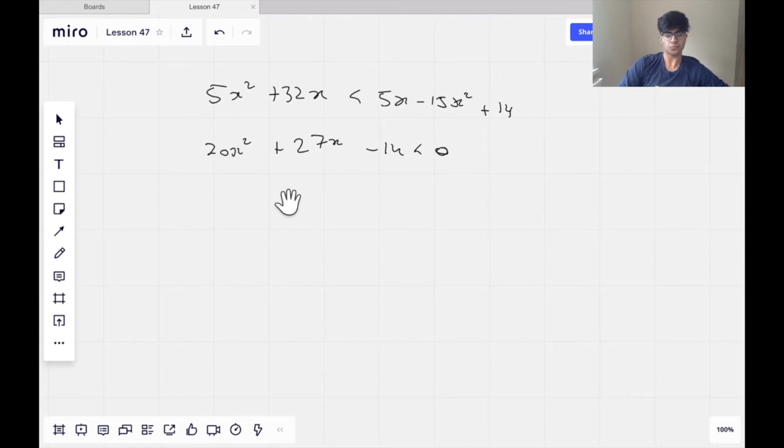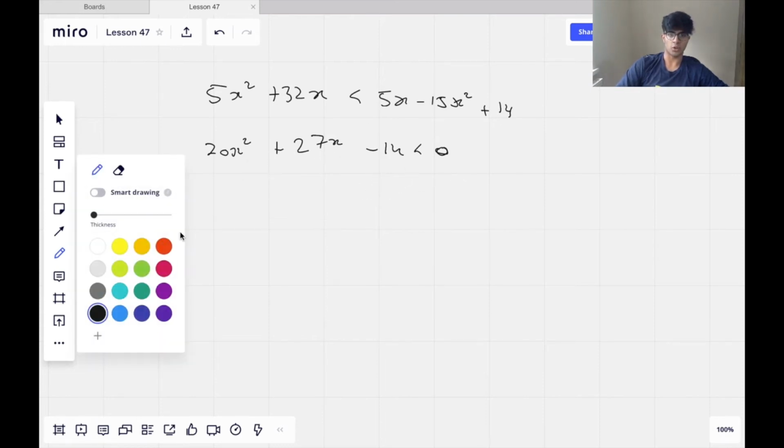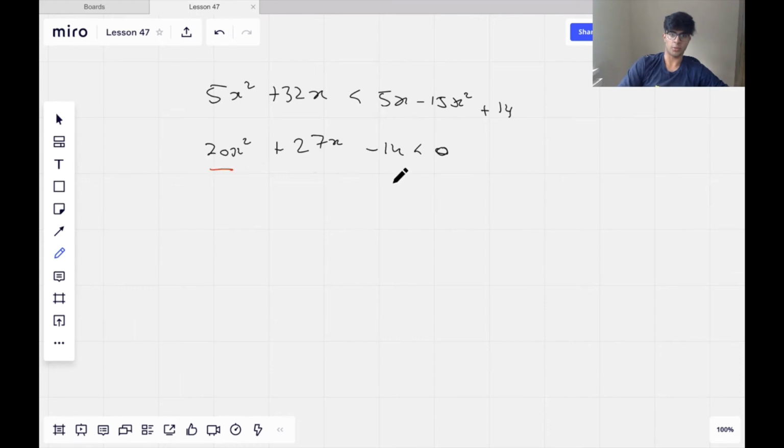Instead of setting it equal to 0 and solving, we can just factorize on the left first. If we're splitting the middle term, we're looking for numbers whose product ab is equal to minus 280, since 14 times 20 is 280, and which add to 27.